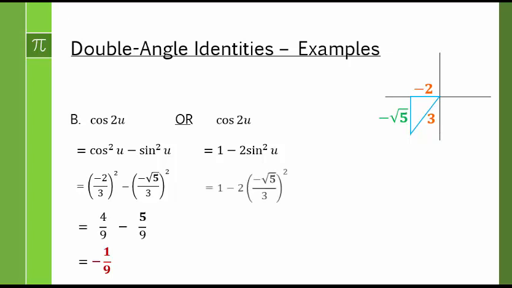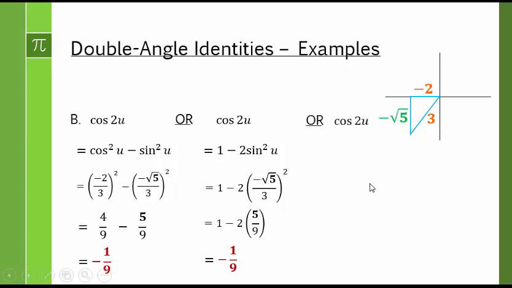Let's see. So we have 1 minus 2 times negative square root of 5 over 3, the quantity squared. We square that and we get 1 minus 2 times 5/9. This is where this identity is a little bit more work than the first identity. In the first identity we have a common denominator. Here I do not, so I need to rewrite the 1 as 9 over 9 so that I can do my subtraction. 9/9 minus 10/9 gives us negative 1/9. So far, my statement that the two identities are equivalent is true.